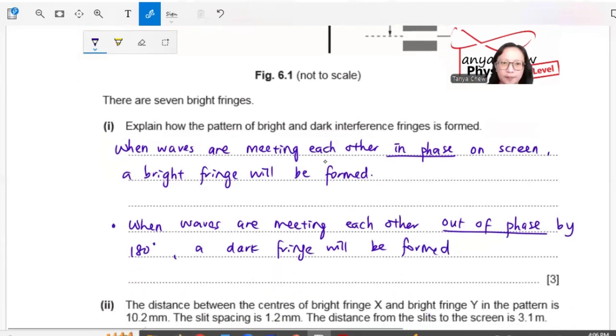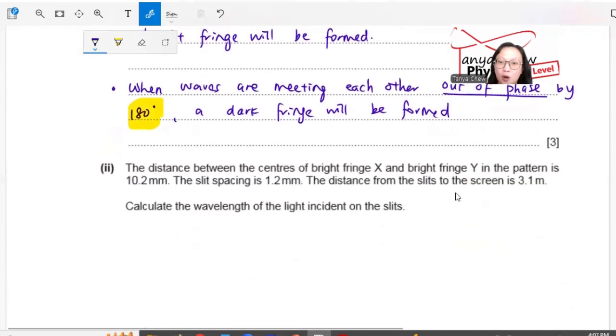So you have to talk about out of phase, not only out of phase, but also by 180 degrees. Then only you are able to form a dark fringe, completely dark fringe. The second part: the distance between the centers of bright fringe X and bright fringe Y in the pattern is 10.2 mm. The slit spacing is 1.2 mm. Distance from the slits to the screen is 3.1 meter. Calculate the wavelength of the light incident on the slits.